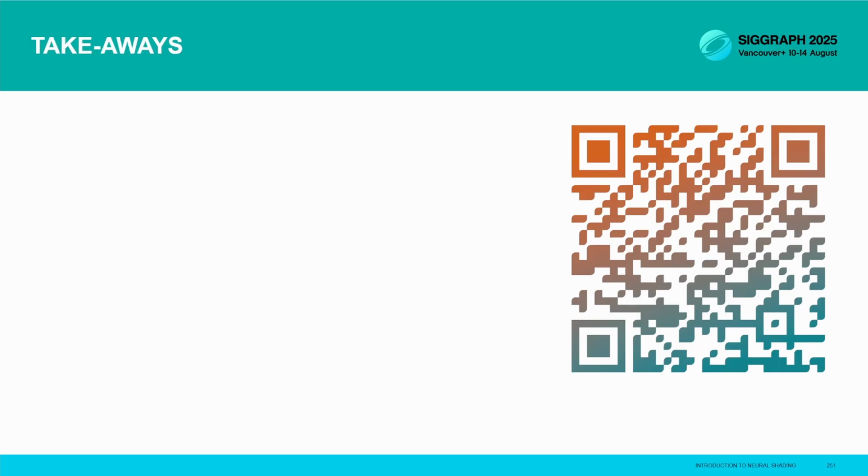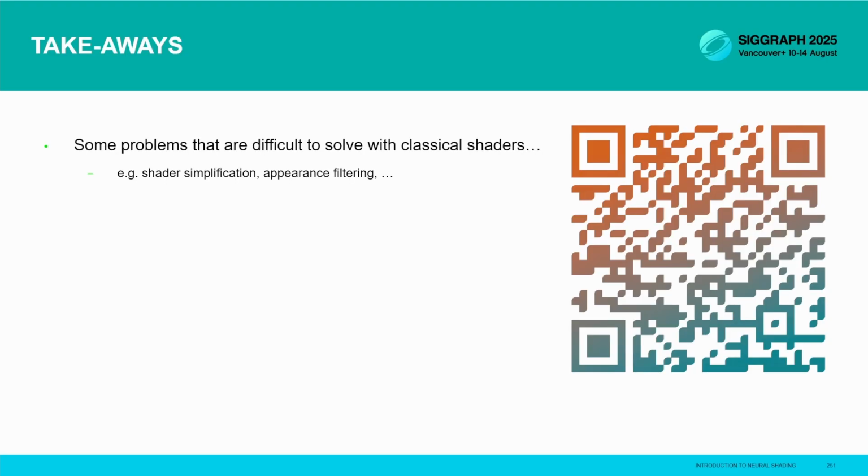Now, the point that I'm trying to drive home with this section is not so much an advertisement for neural materials, but really a demonstration of what developing a neural shading application looks like and the kind of benefits that you get once you go down that route. You saw many of the same themes from the beginning of the course, where some problems that are pretty challenging to do with classic shaders, like material simplification or filtering, become a lot easier once your shaders are trainable.